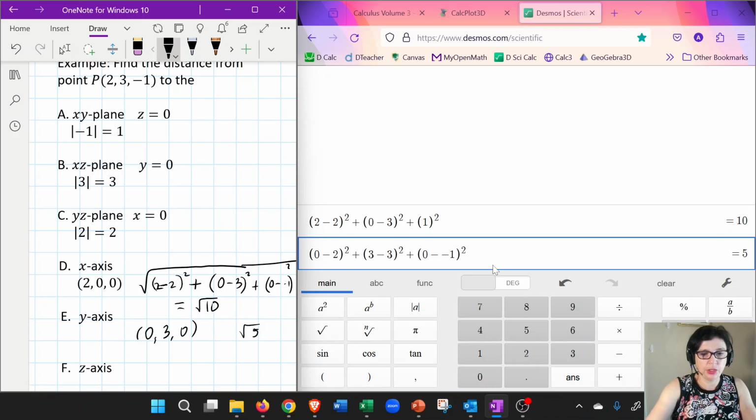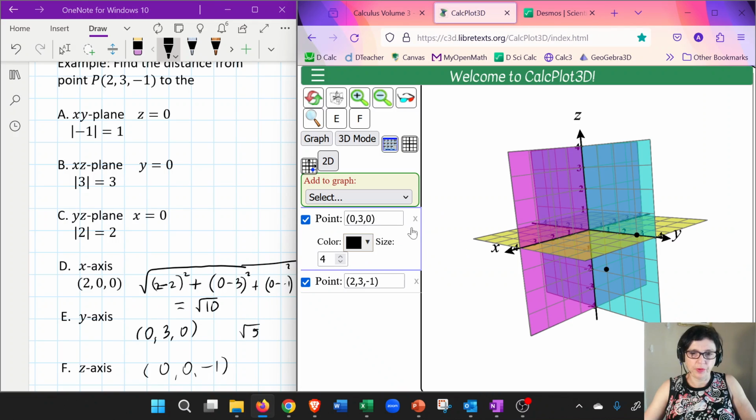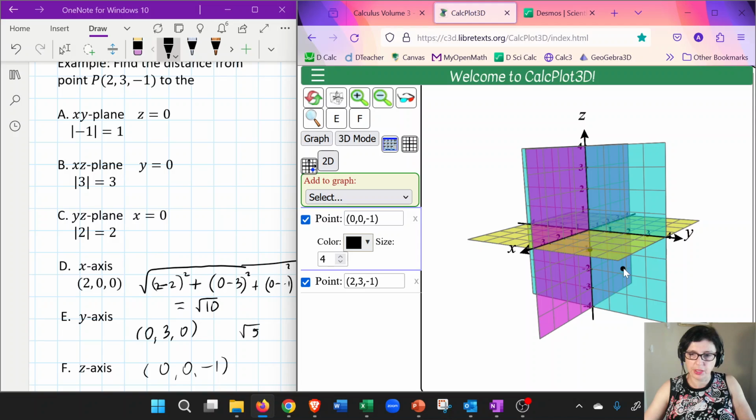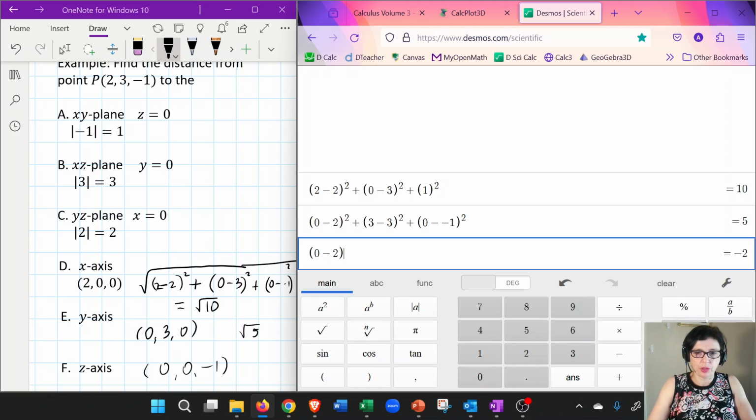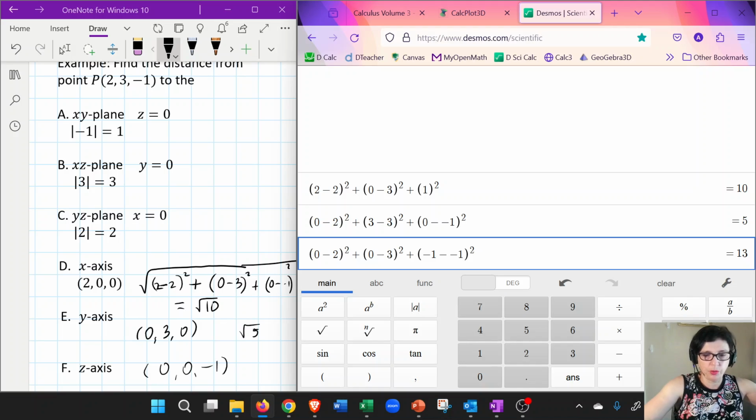Okay, finally, to find the distance to the z-axis, the point on the z-axis will be 0, 0, -1. Looking at the plot over here, I'm just going to make 0, 0, -1 right here, and you can see that point on the z-axis. What you're trying to do is find the distance from your point to the point 0, 0, -1. So let's compute the distance using the distance formula. Take 0, subtract 2, square that, plus 0, subtract 3, square that, plus -1, subtract -1, which is just going to be 0, square that. So this is going to be the square root of 13.